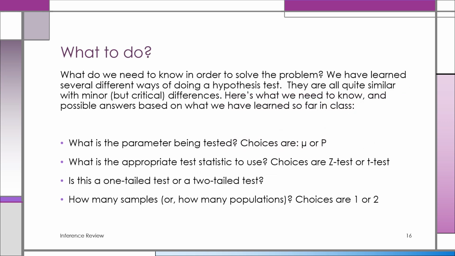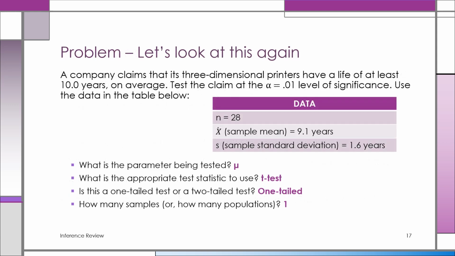Well, here are the choices you're going to have to make, right? So think about it. Is it mu or p, z-test, t-test, one-tail, two-tail? Are we looking at one sample or two samples? Next slide will tell you what to do, but common sense will help you. Well, let's look at the data. N is 28, x bar, the sample mean, is 9.1, s is 1.6. What are we looking at? We're testing the parameter mu, definitely about a mean, a population mean.